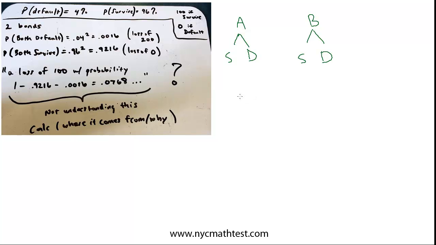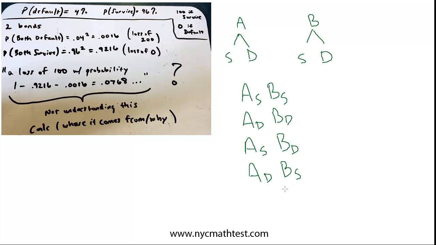You could have A survive and B survive, or A default and B default, or A survive and B default, or A default and B survive. That's the entirety of the sample space. So the probability of one of these things happening is 1, because these are all the things that can happen. What are the probabilities of each of them happening?